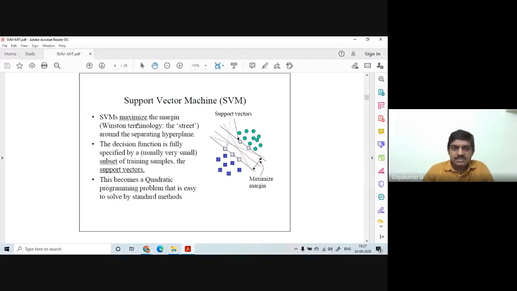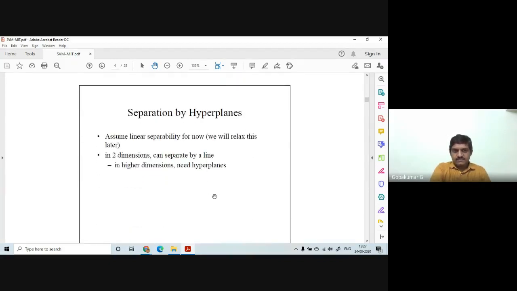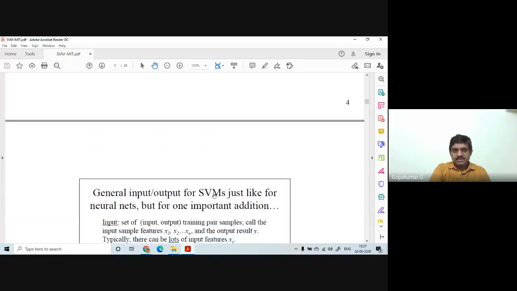So the decision surface function is fully specified by a subset of the training samples called the support vectors. There is a mathematical technical problem, quadratic programming, because SVM finds this maximum margin hyperplane using a technique called a quadratic problem. We'll come to that later. Okay, fine. This we have just seen.